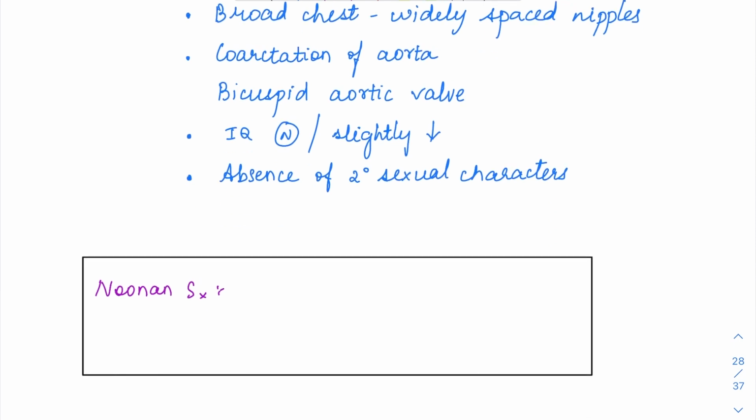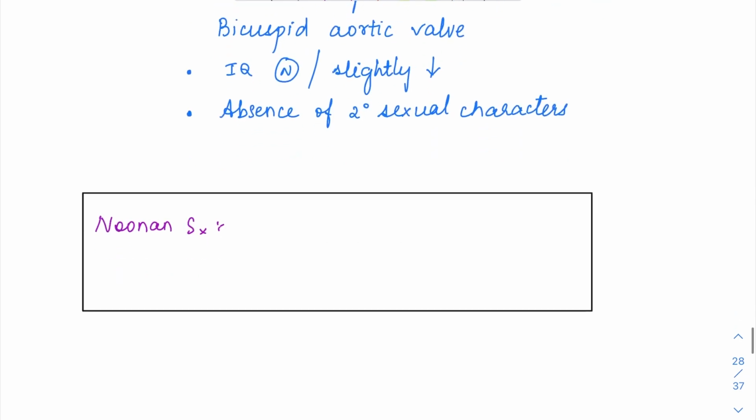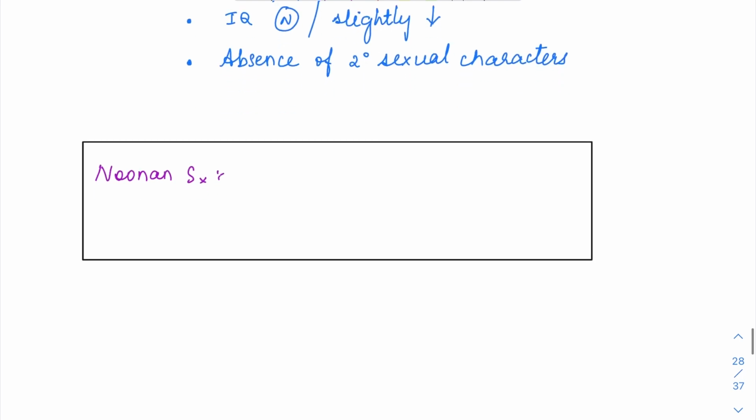Then IQ is usually normal. So far we had seen all trisomies, Down's, Patau's, Edwards', then Klinefelter's. All of these had mental retardation. But in Turner's, it is going to be normal IQ or only slightly decreased IQ. Okay. Basically, they'll notice this disease mostly when they don't attain puberty. So primary amenorrhea is going to be there.